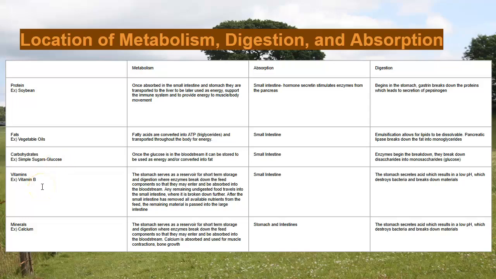Next, we have vitamins, example being vitamin B. The stomach serves as a reservoir for short-term storage and digestion, where enzymes break down the feed components so that they may enter and be absorbed into the bloodstream. Any remaining undigested food travels into the small intestine, where it is broken down further, and after the small intestine has removed all available nutrients from the feed, the remaining material is passed into the large intestine.